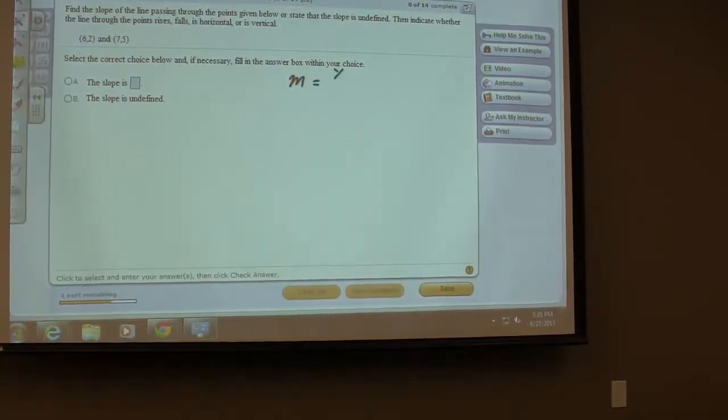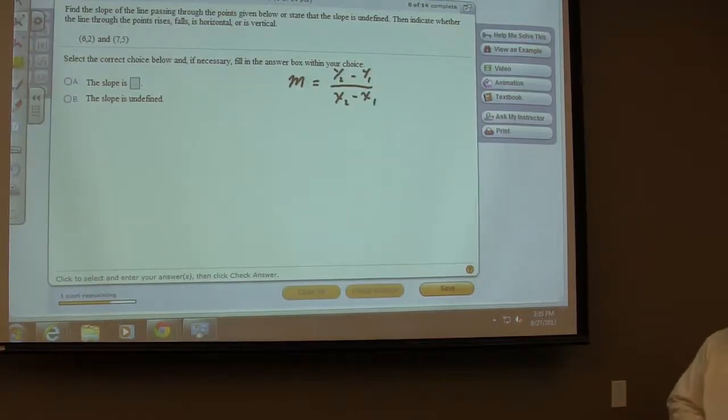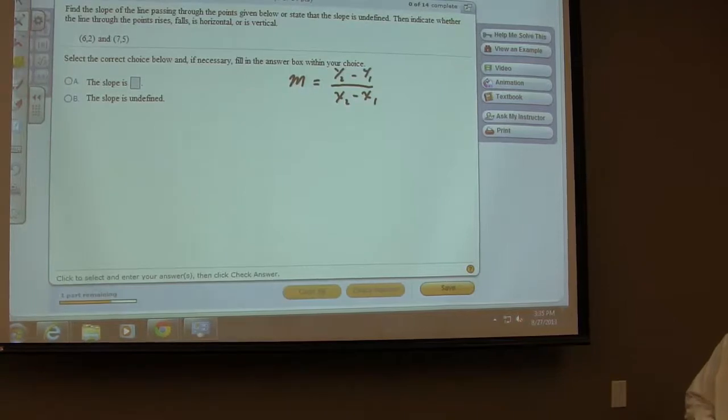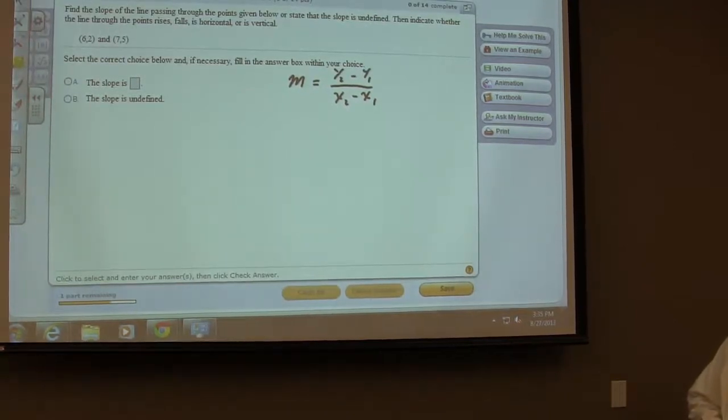And we denote it by m = (y2 - y1) / (x2 - x1). So that's the y from the second point minus the y value in the first point, over the x value in the second point minus the x value in the first point. So looking at those 2 points, y2 is 5 minus the y in the first point, 2, divided by x in the second point, 7, minus the x in the first point, 6.